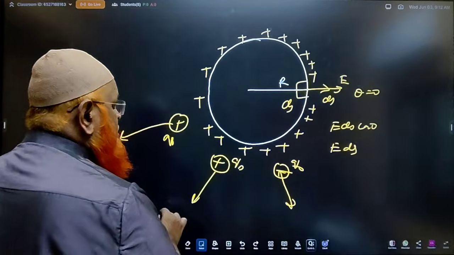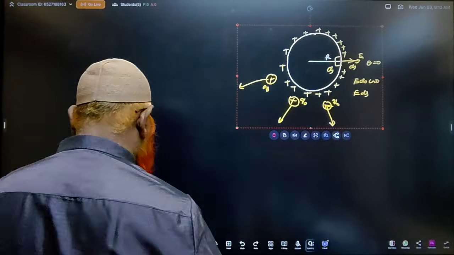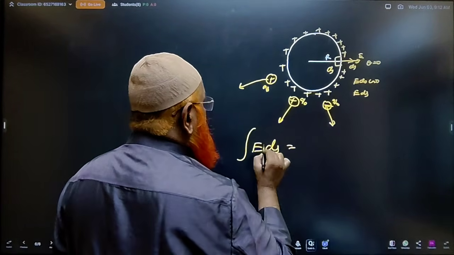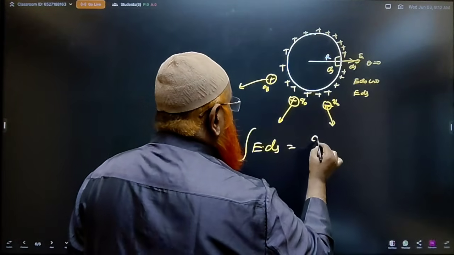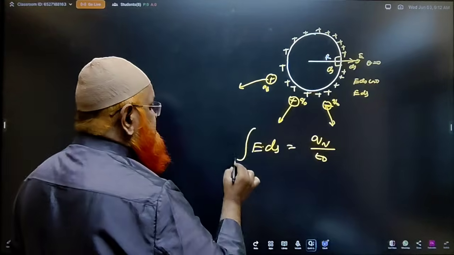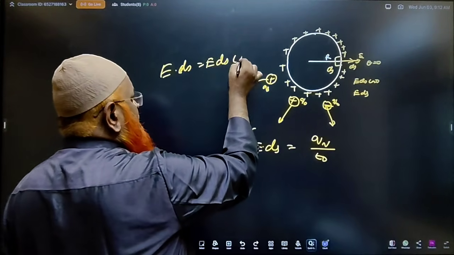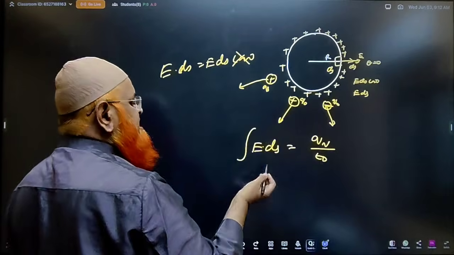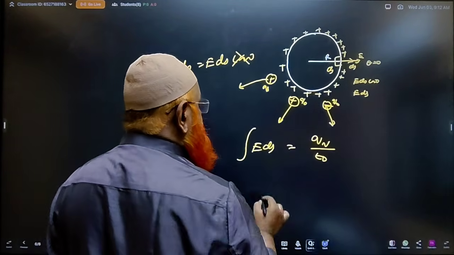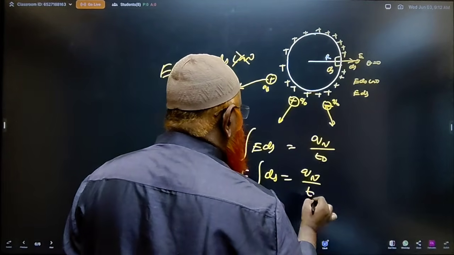Now I am applying Gauss law on the spherical surface. So what is going to be the Gauss law? E dot dS is equal to how much? Q net by epsilon naught. So here E dot dS is nothing but E dS cos 0. The cos 0 goes away, only E dS remains now. Need not write the dot here, just E dS, which is equal to Q net by epsilon naught. So taking E common out, if you consider the integral of dS, it is going to be Q net by epsilon naught.